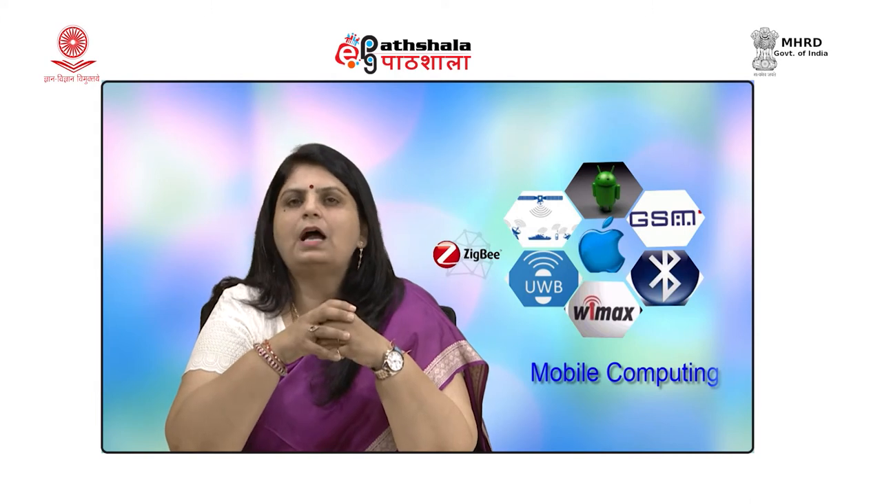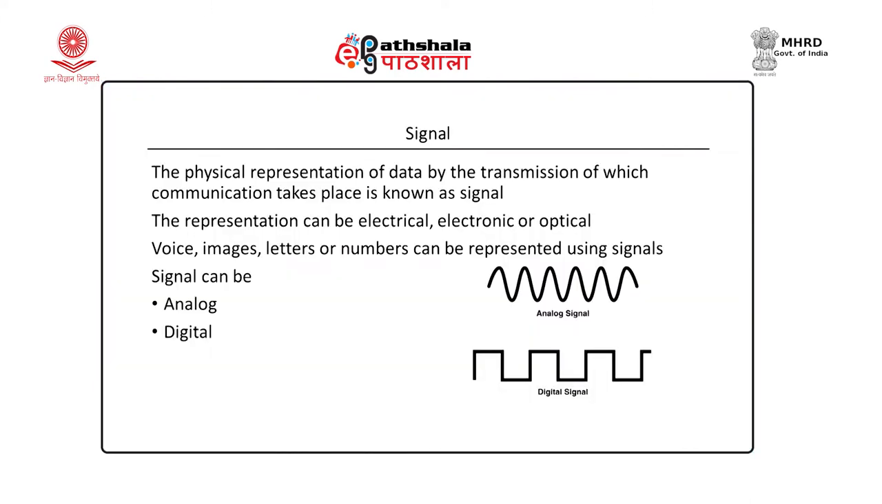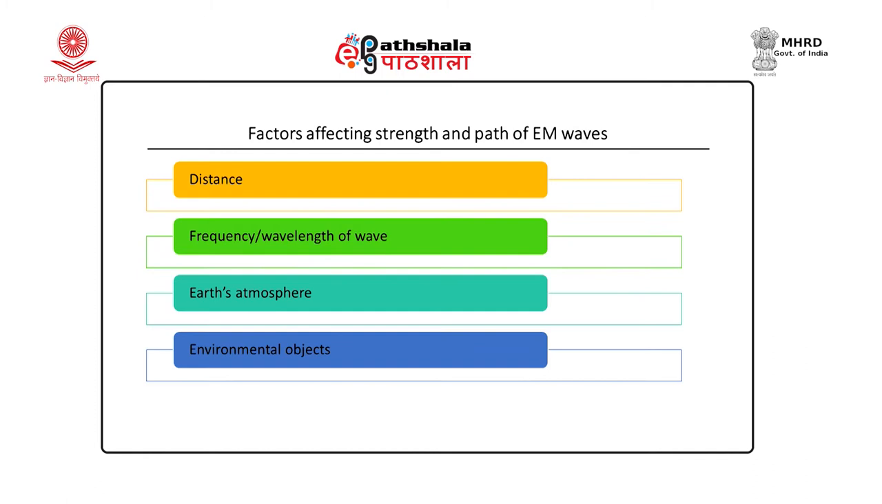Now let us see what the factors are which affect the strength and path of the EM waves or the signal as it moves from transmitter to receiver. The first thing is distance, second is frequency or wavelength of the wave, third is Earth's atmosphere, and finally the environmental objects.